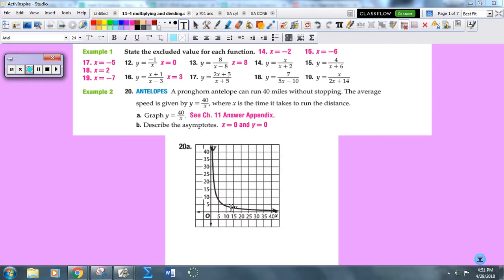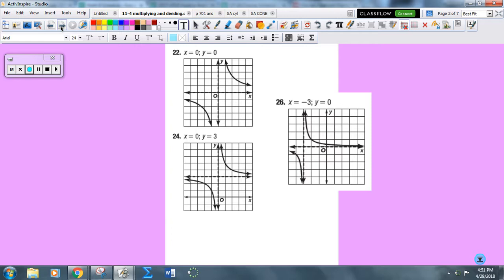Here's the graph for 20. Again, it's a hyperbola, but we have a word problem. Therefore, we're only considering the positive x values. Here are your graphs to 22, 24, and 26.